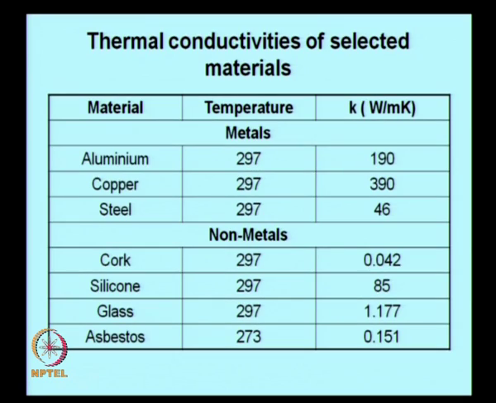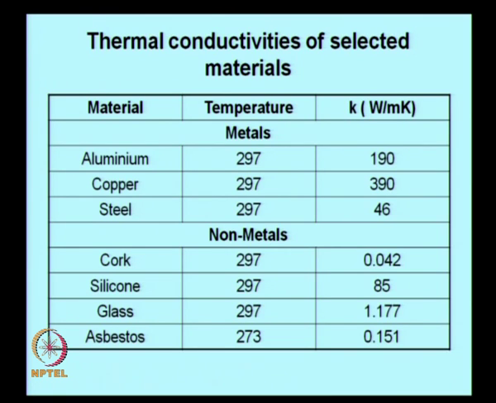Steel. The thermal conductivity of steel. I cannot put just steel, there are so many types. You must have studied this in your metallurgy courses: mild steel, stainless steel, high carbon steel, and low carbon steel. There are many varieties of steel. It's a ballpark or approximate figure of 46 watts per meter Kelvin.